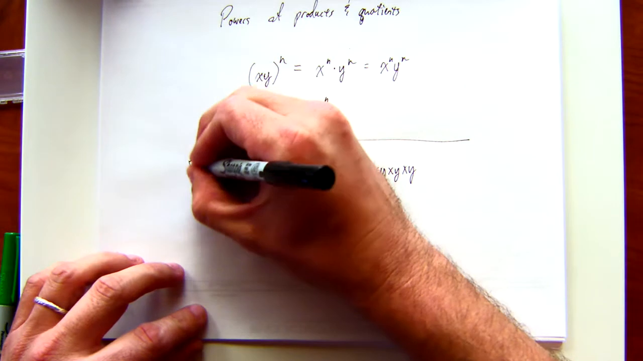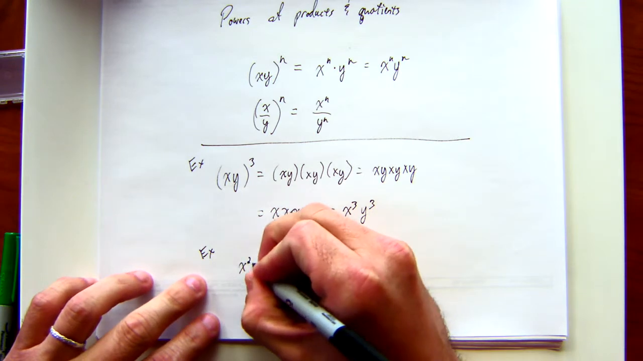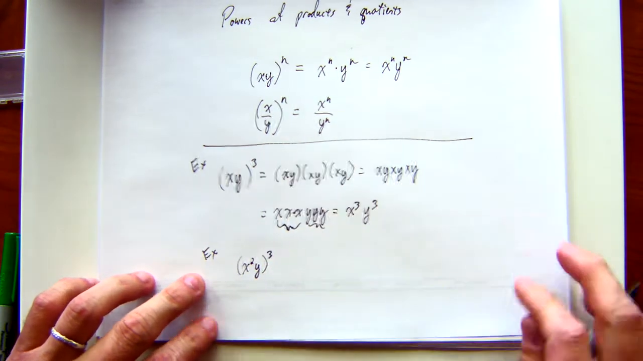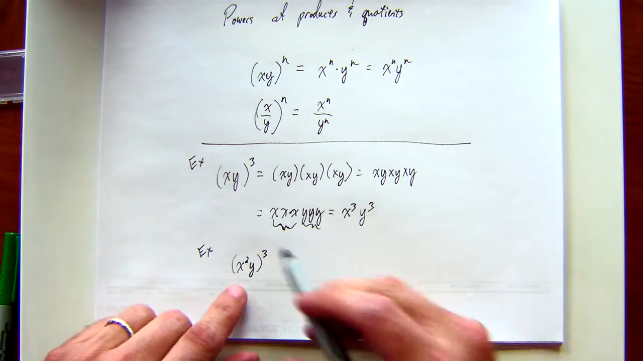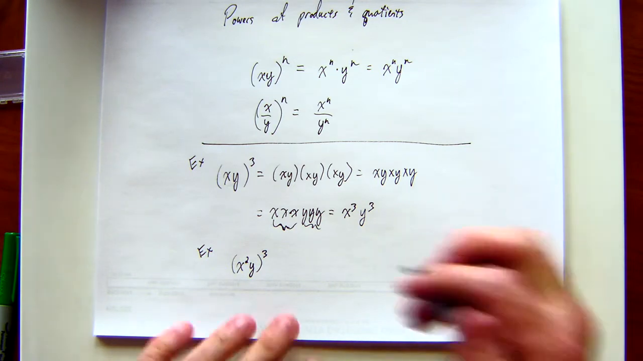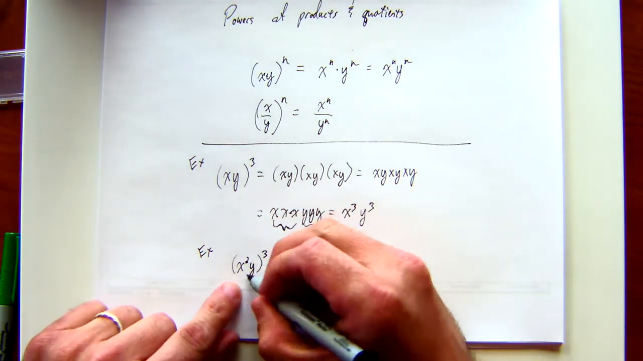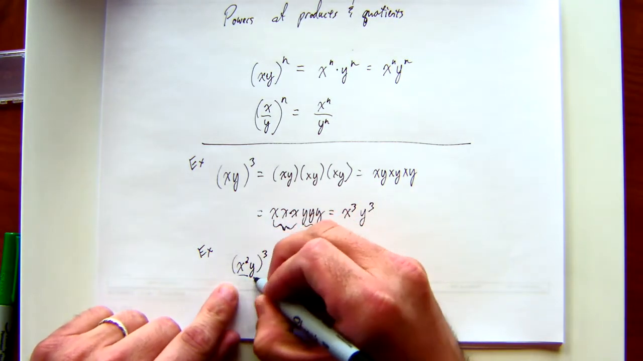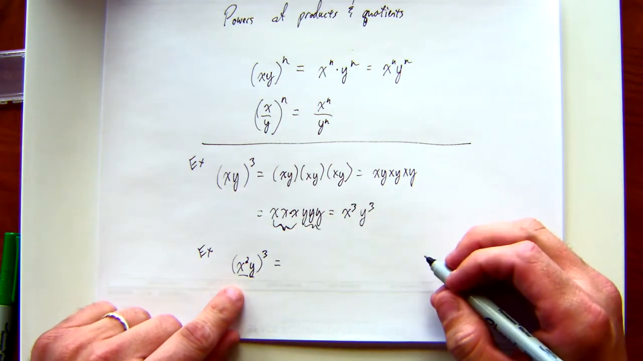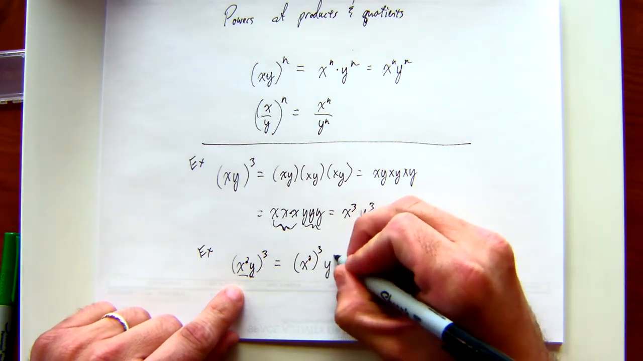Do one more example. Let's do this one. X squared times y, all raised to the third power. So now I'm going to be using a couple of rules here at the same time. So first, use my power of a product rule. So what is this a product of, by the way? So this is x squared times y. So this is x squared to the third power times y to the third power.